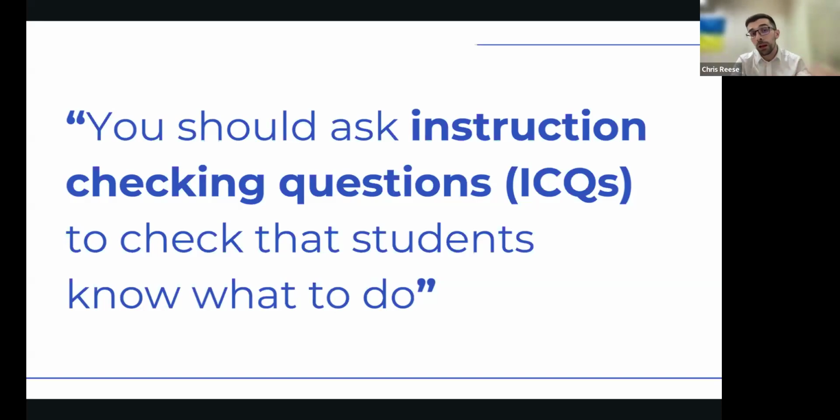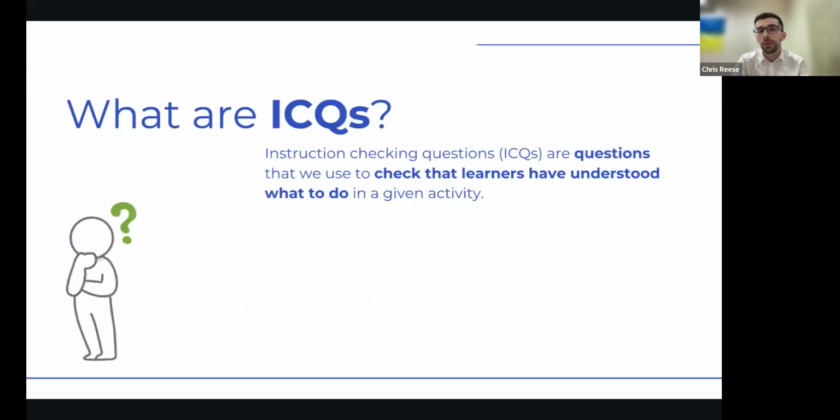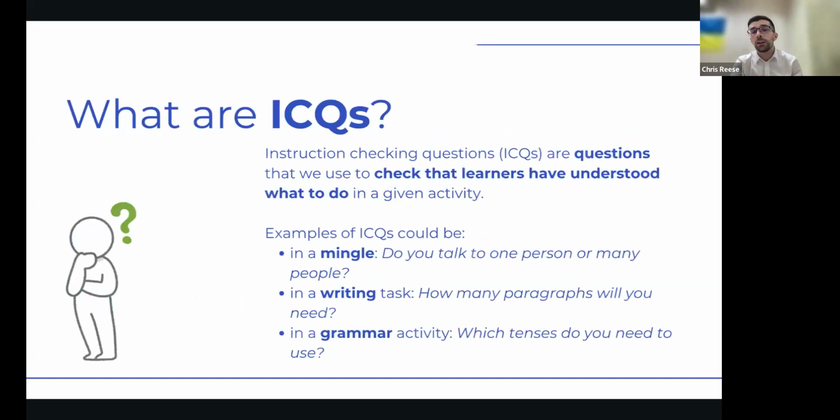Again, these can be very helpful. Examples of ICQs could be from a mingle activity. Things like, do you talk to one person or many people? Kind of necessary. If learners have never done a mingle before, they might not know. They might think, I just talk to one person. Or they could be a group of teenagers and you want to remind them that they need to talk to different people or they'll just stand there talking with their best friend.